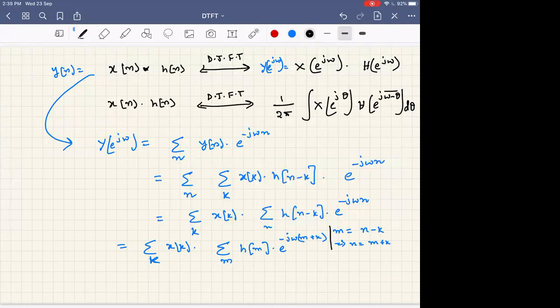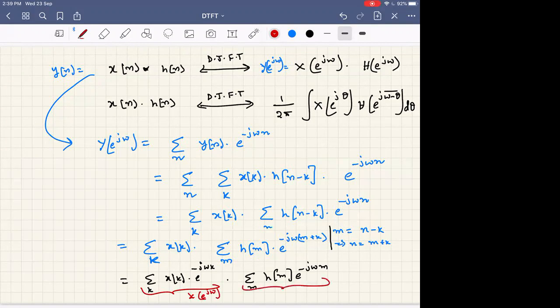And here, now we can write this as summation over k of x of k e power minus j omega k, and summation over m of h of m e power minus j omega m. So what is the first one and what is the second one? The first is x of e power j omega and the second is h of e power j omega. So this is essentially equal to x of e power j omega into h of e power j omega.